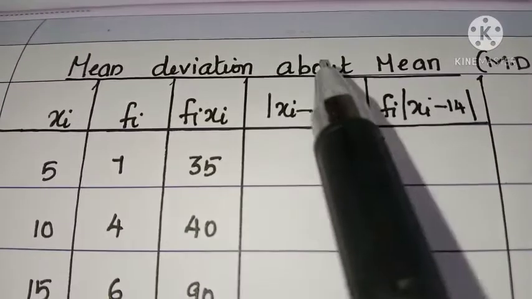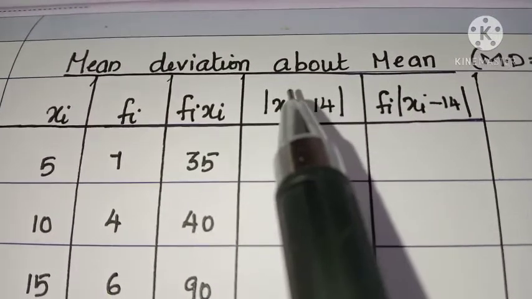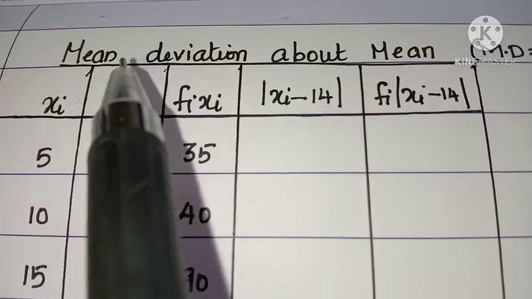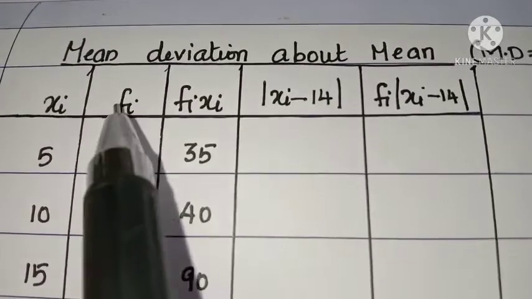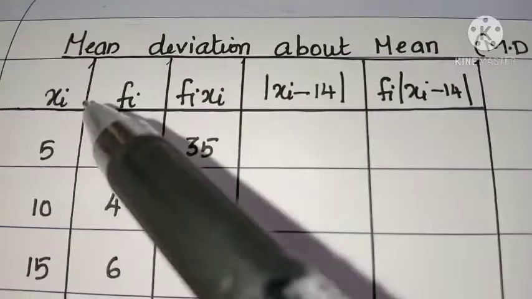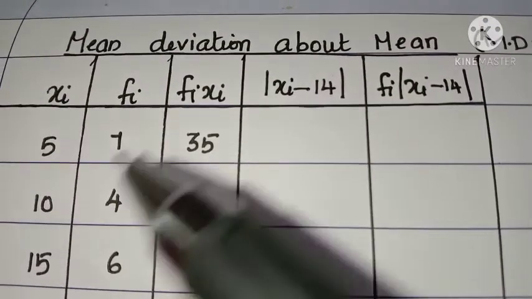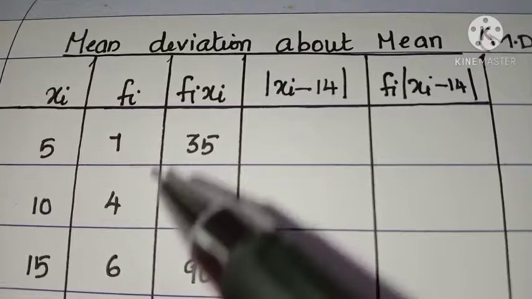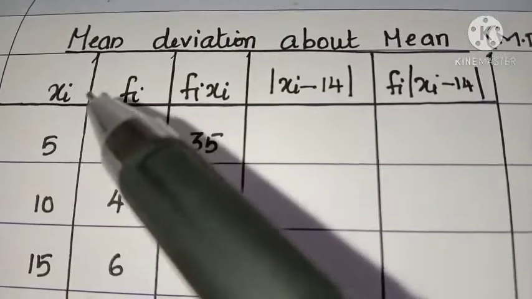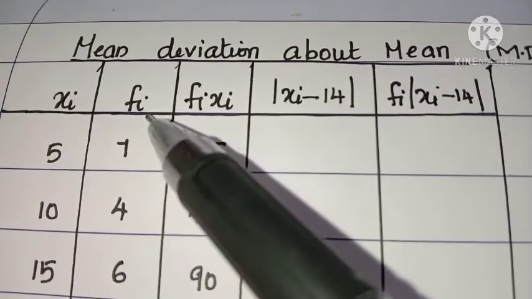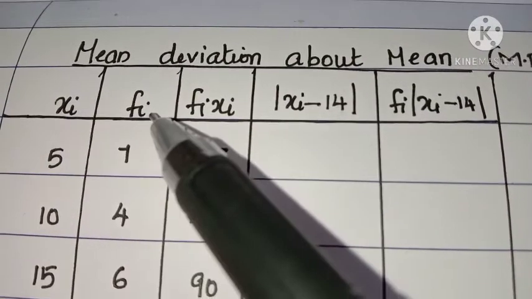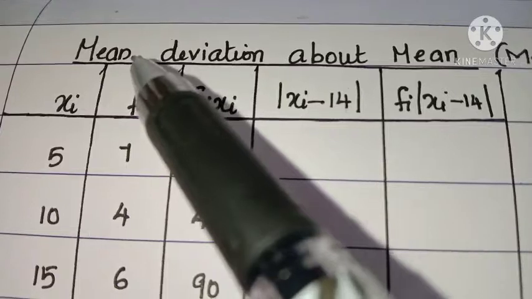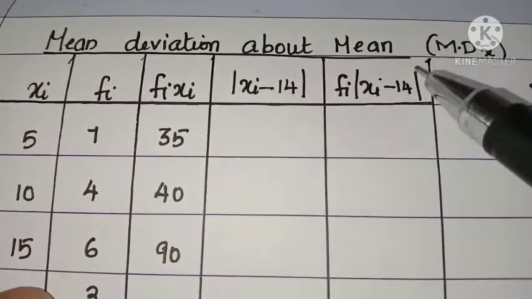Mean deviation about mean. Listen, in the last class we discussed how to find mean deviation about mean for ungrouped data. Ungrouped data means only values are given. See here, the data is grouped data. Grouped data means values with frequency. So our question is, when values and frequencies are given, then how to find mean deviation about mean.